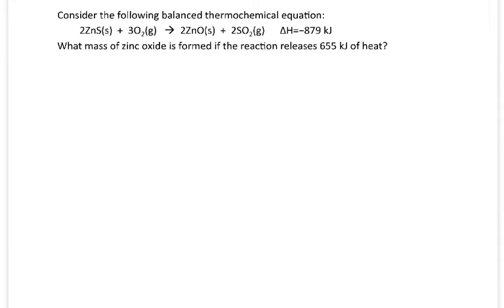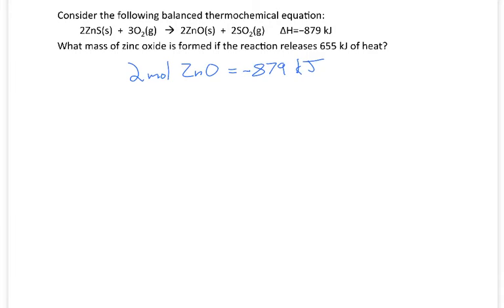Okay, on the last slide, we were given the mass of oxygen, and we were asked to figure out how much heat would be released. Now we're going to go from the heat that was released to the amount of a reactant or product. In this case, they're asking about zinc oxide. So I'm going to go from 655 kilojoules to the mass of zinc oxide. So my conversion factor in this case is going to be that 2 moles of zinc oxide is equivalent to negative 879 kilojoules. So I've got 2 moles of ZnO is equivalent to negative 879 kilojoules.